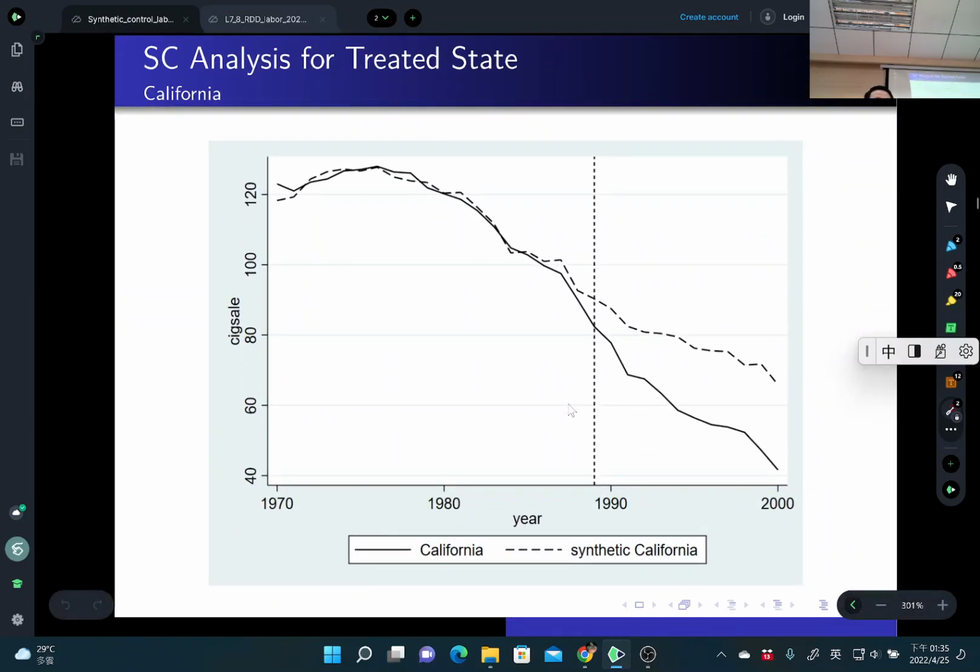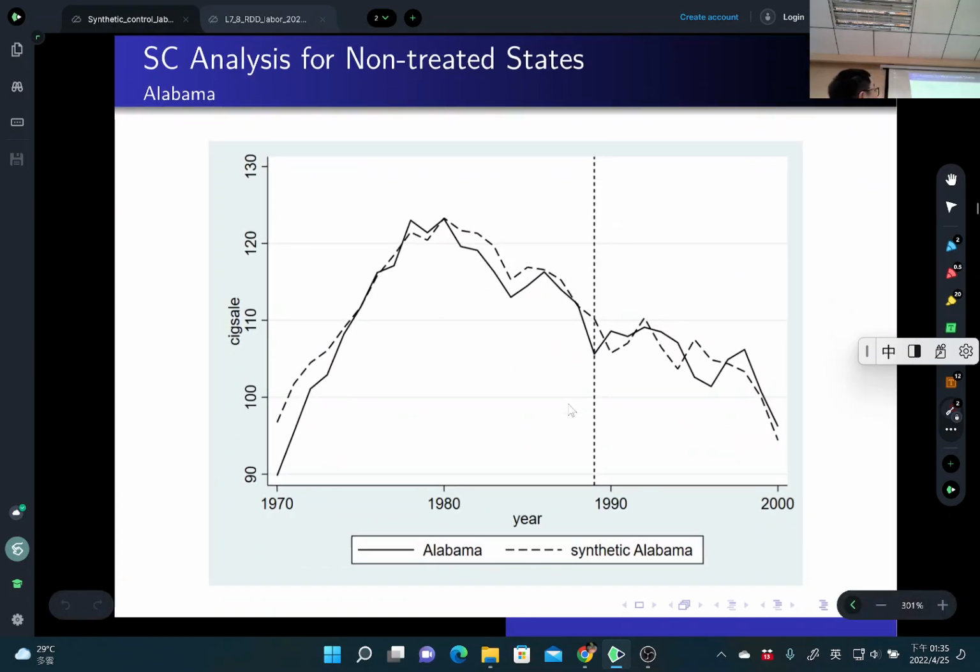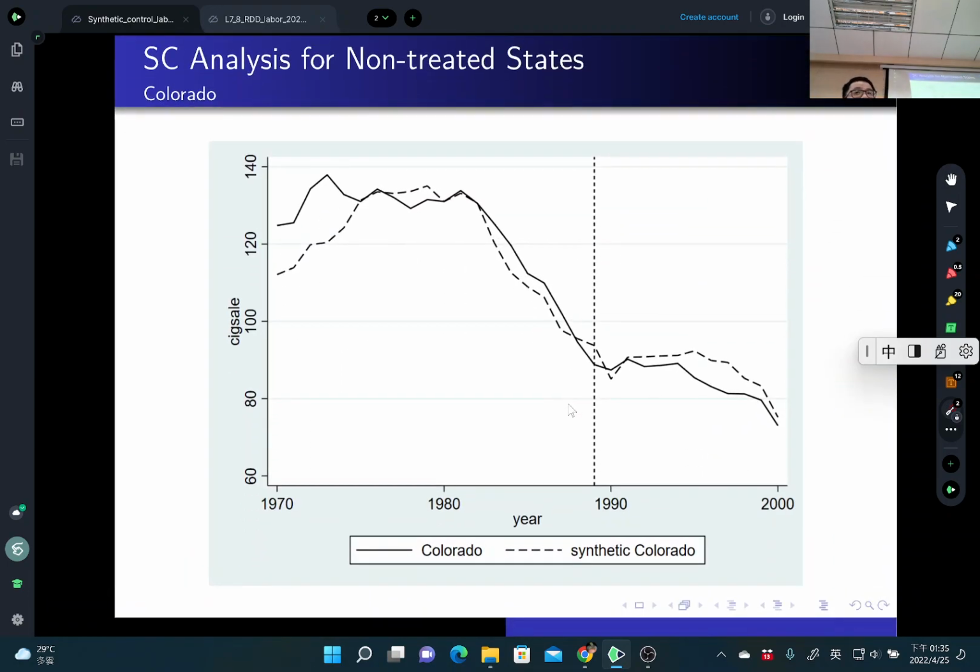So in practice, we do it like this. We first estimate the effect for California. For each period, we get some estimate for each year. And then we also do the same thing by applying the same synthetic control method to other non-treated units. For example, we use Alabama as the treatment unit and other states in the US as the non-treated units and run the same synthetic control. And we can also get some estimate, for example, the difference between the real Alabama and synthetic Alabama. And we want to compare with California. So we do this for each state.